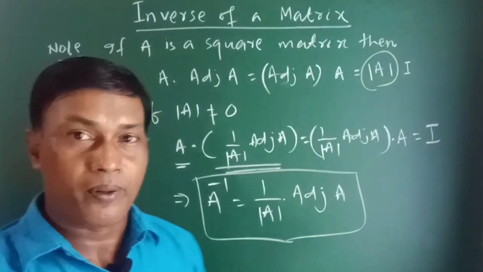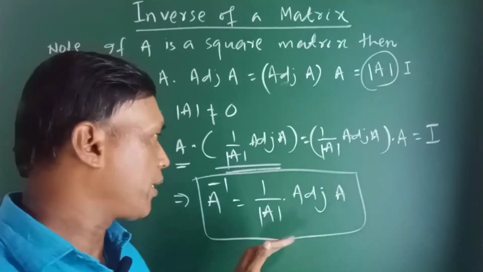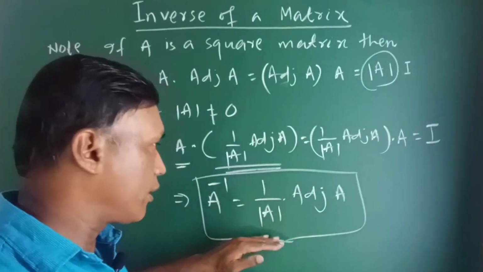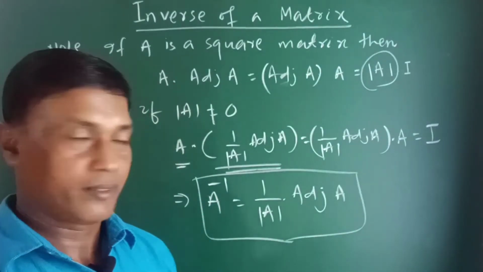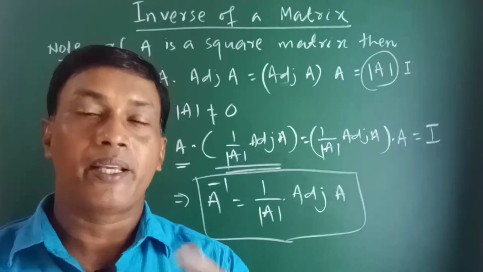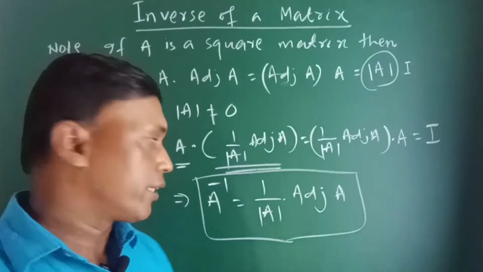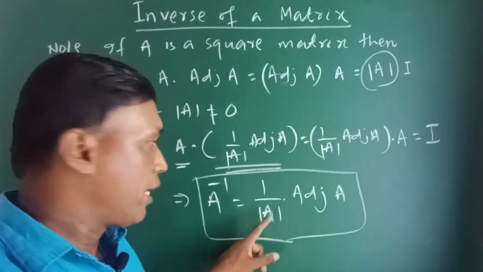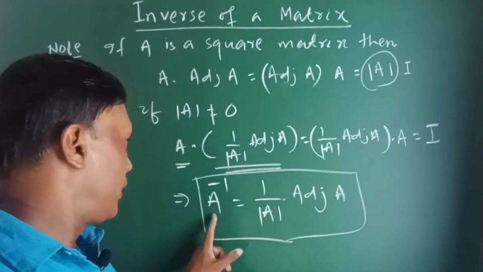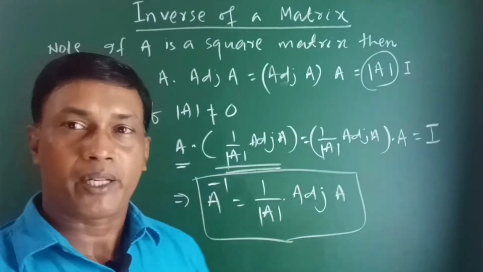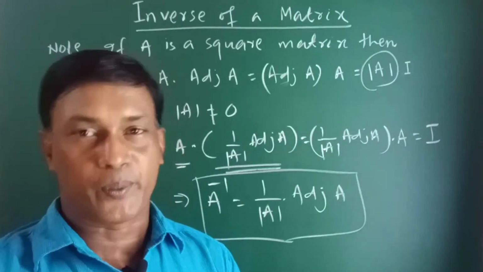This is the formula for the inverse of a matrix. A inverse is equal to 1 by determinant A into adjoint A, 1 upon determinant A into adjoint A. So in order to find A inverse, A must be a square matrix. If A is a square matrix, then it has a determinant, and then you can find the determinant of A. Then we can find the adjoint of A. So A inverse is adjoint A by determinant A. But one thing is the determinant of A should not be 0.